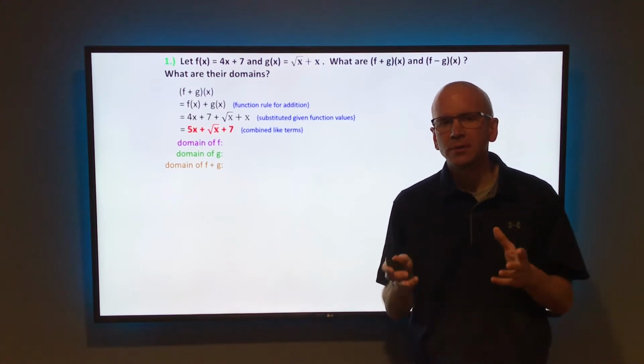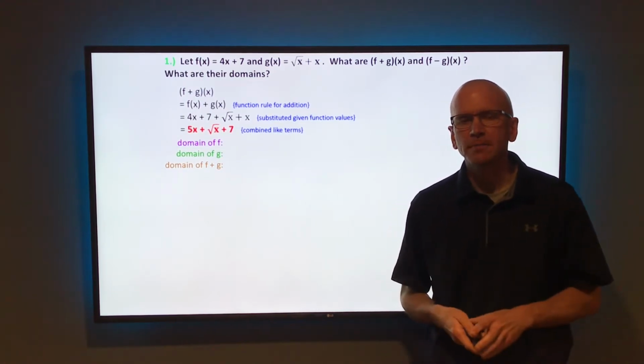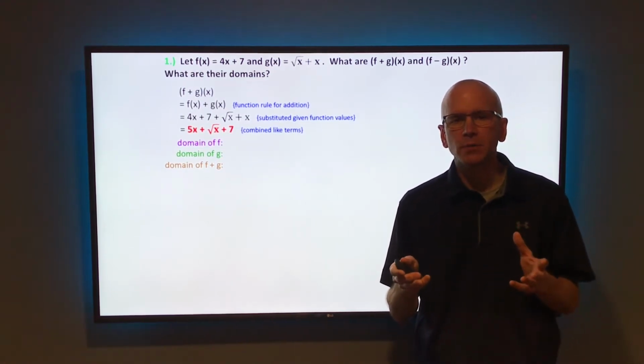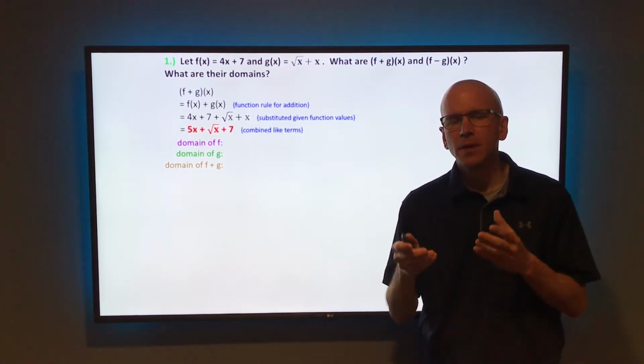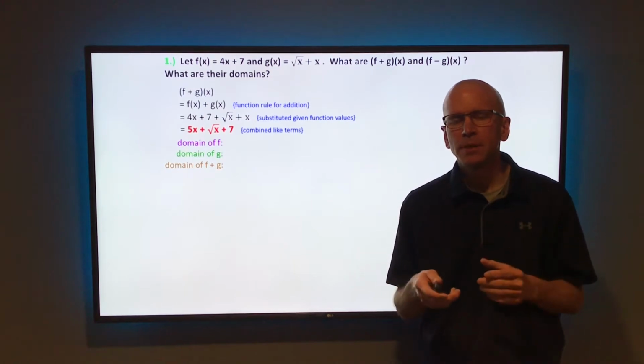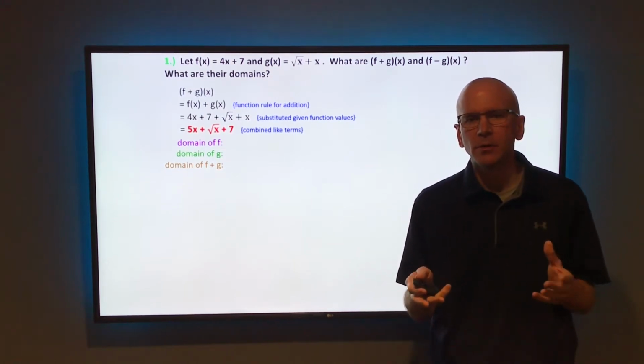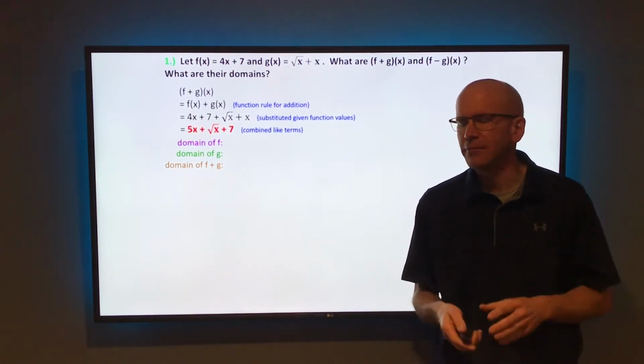Restrictions would occur with a square root sign or a fraction. For a square root sign, what's under the square root sign can't be negative because that would be imaginary. And with a fraction, the denominator can't be 0, because if you have a denominator that is 0, you're dividing by 0, and that is undefined.